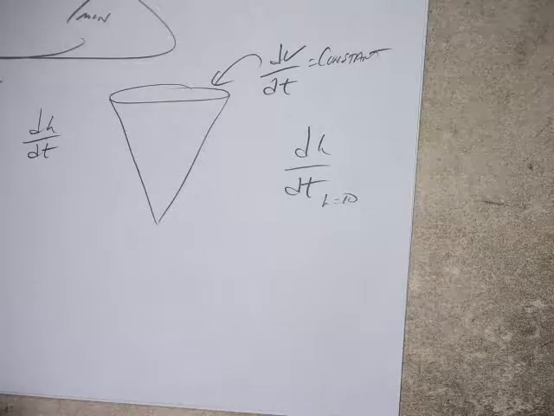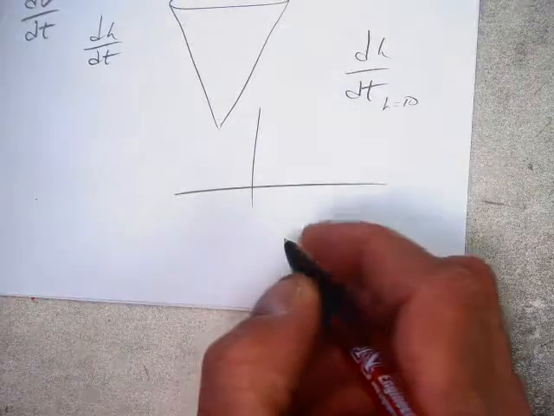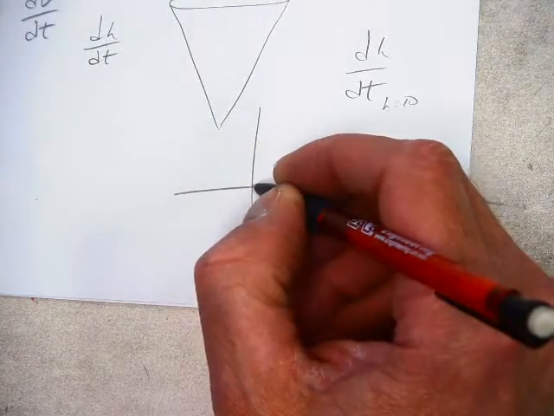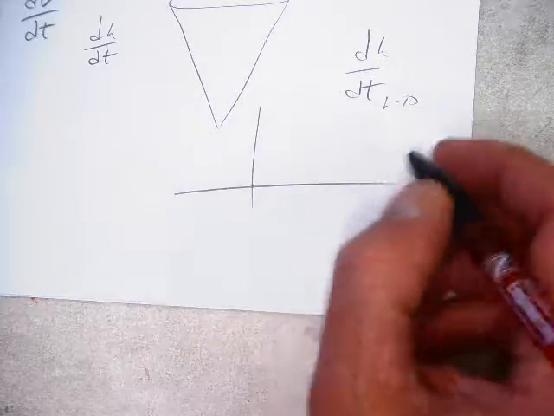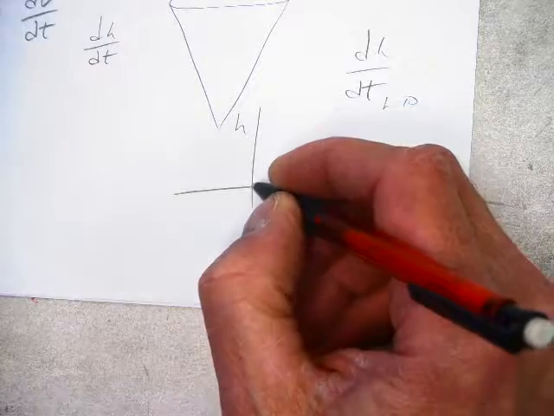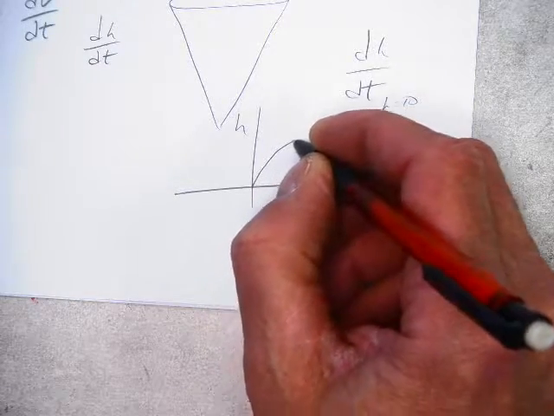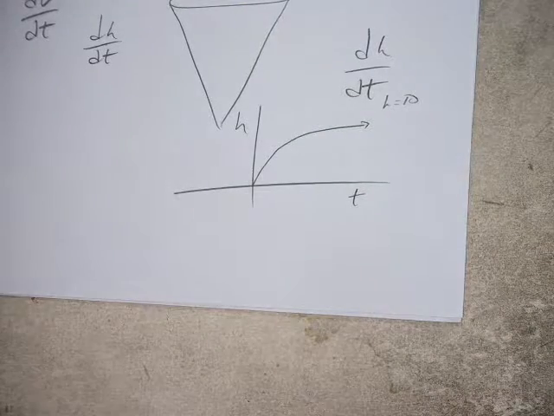And I could even do something like this. Basically, my dH dt might look like this. Looking at time and height, my height is going to increase very quickly at first, and then it's probably going to slow down. See what I'm saying?